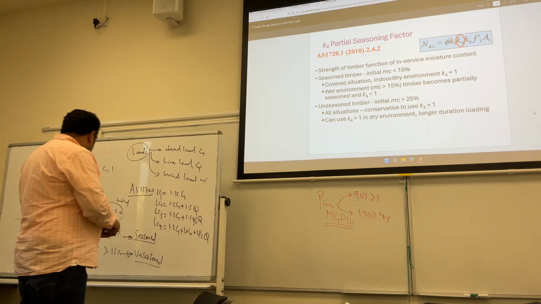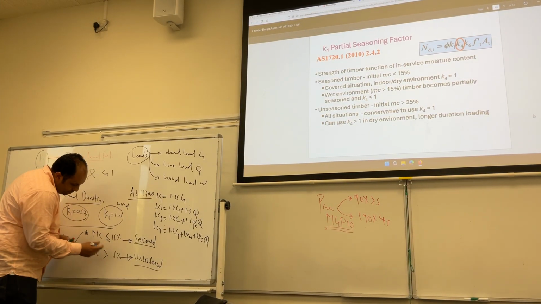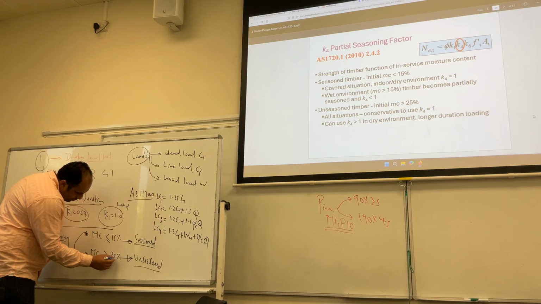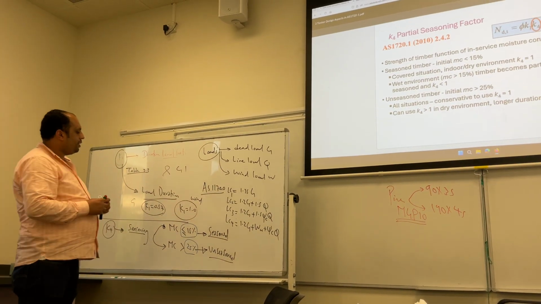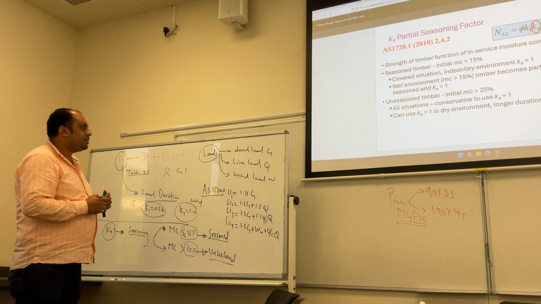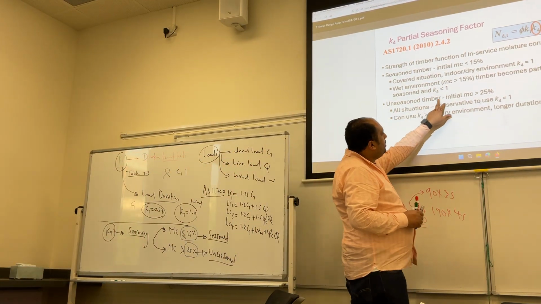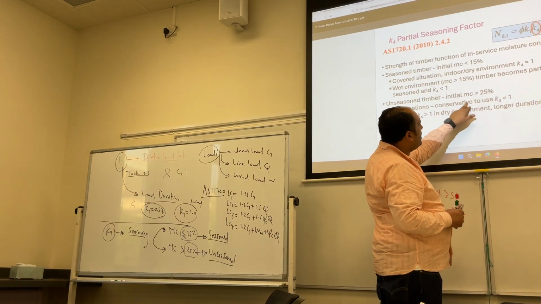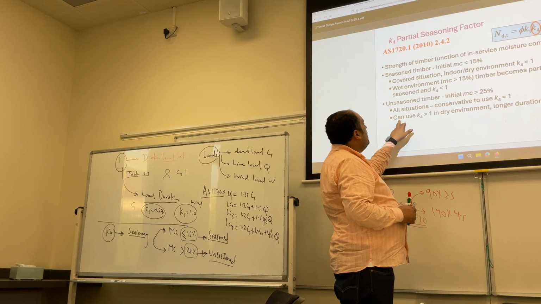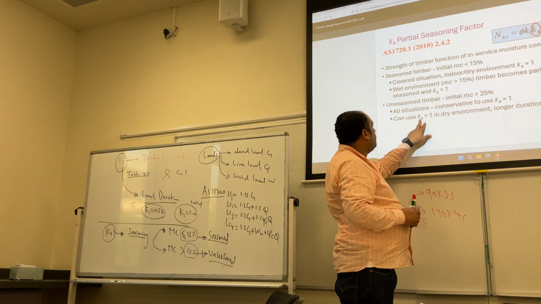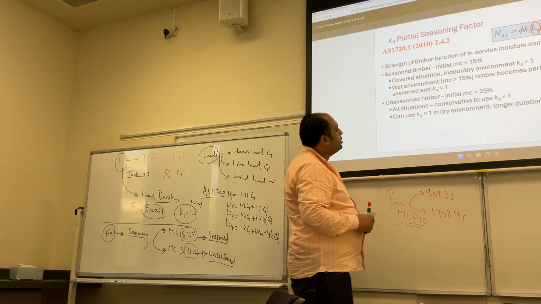So it is unseasoned when more than 25. Okay, so less than 15 is seasoned, more than 25 is unseasoned. So for unseasoned timber, in all situations we can take K4 as 1 to be conservative, and we can use K4 more than 1 in the right environment and longer duration.